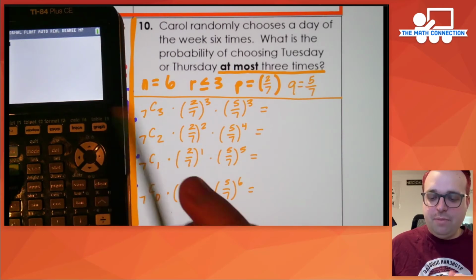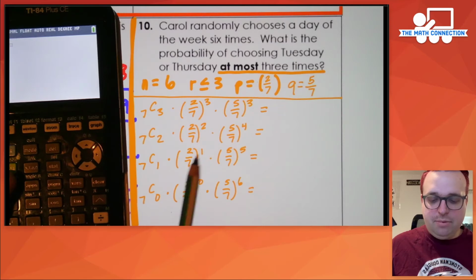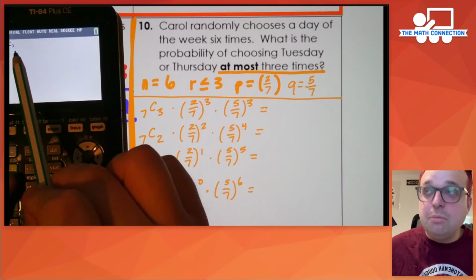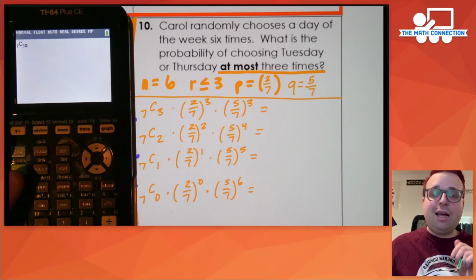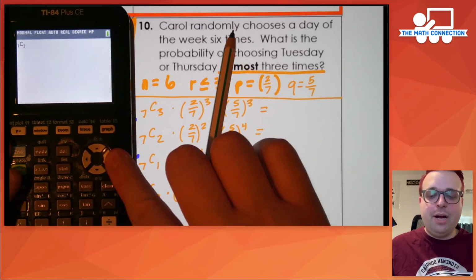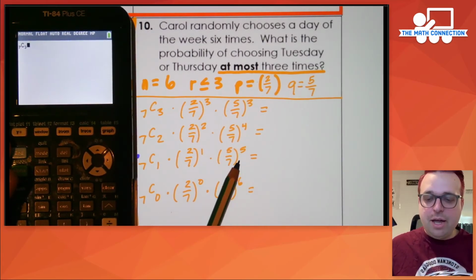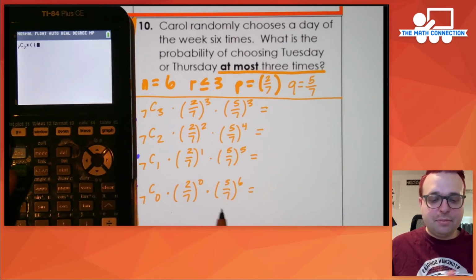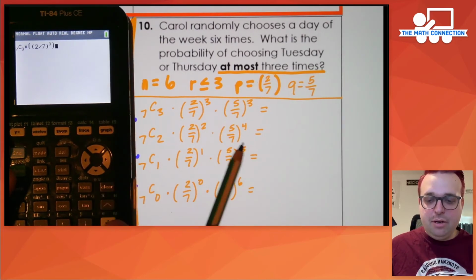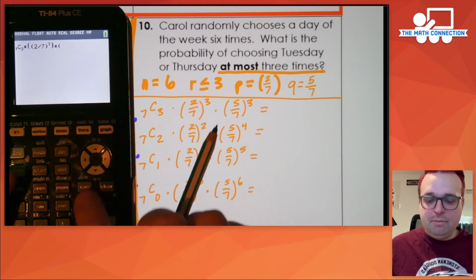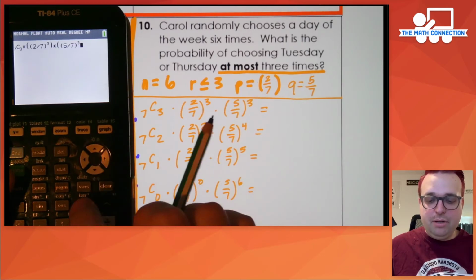Let me show you one more time. 7 combo 3. See how the cursor right here is in the subscript still? When you're done with the combination part, make sure that you hit the right arrow so that it goes back to regular print again. Okay, multiply this by 2/7 to the power of 3. Multiply this again by 5/7 to the power of 3.